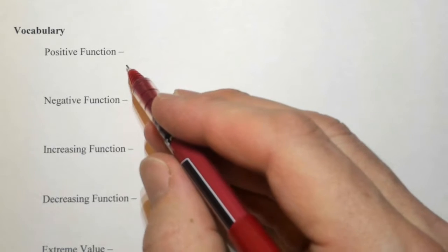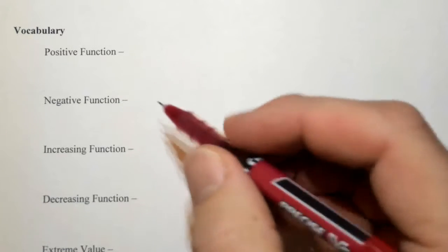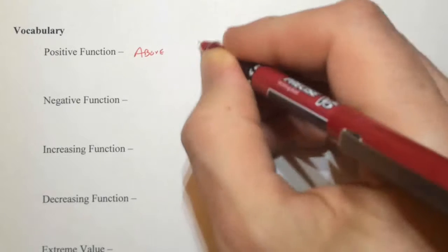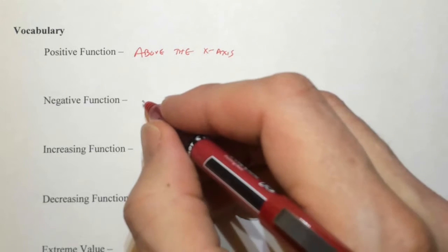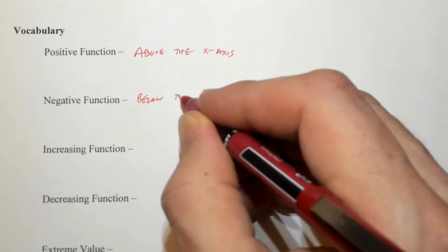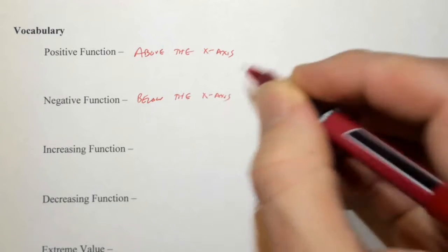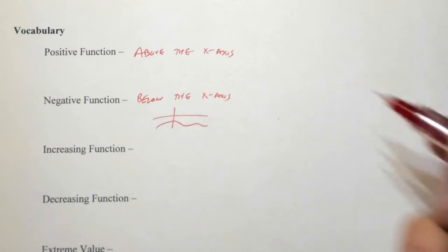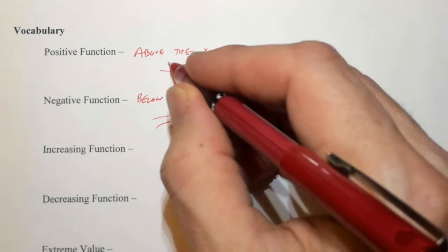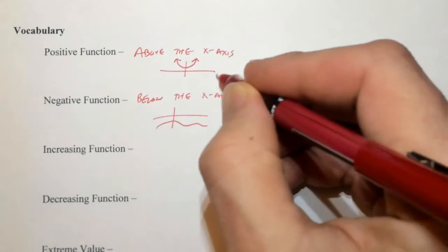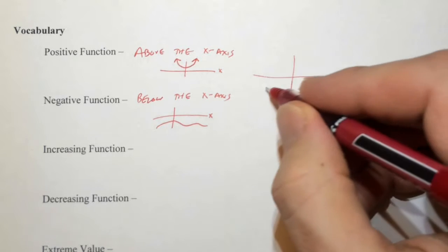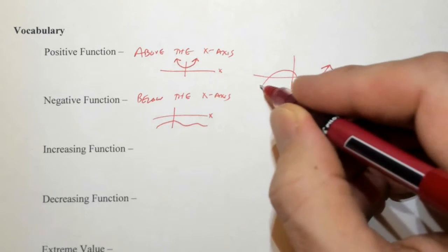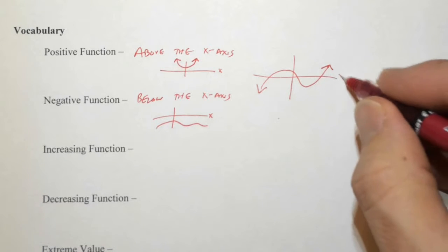So for starters, we have a positive function. What does it mean for a function to be positive? Well, it is above the x-axis, in the same way that a negative function is below the x-axis. So a negative function is down there, whereas a positive function would be up here. And all we are concerned with is whether the function is below or above the x-axis. We can have a function which is both positive and negative. That's fine. It's positive when it is above the x-axis and negative when it is below the x-axis.